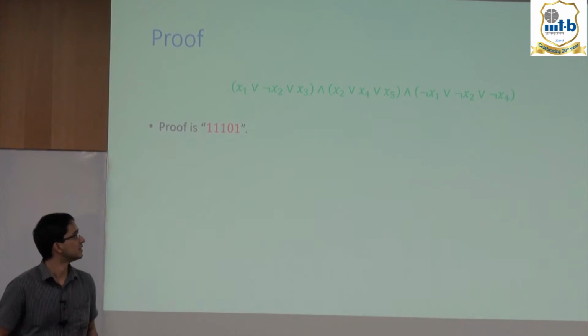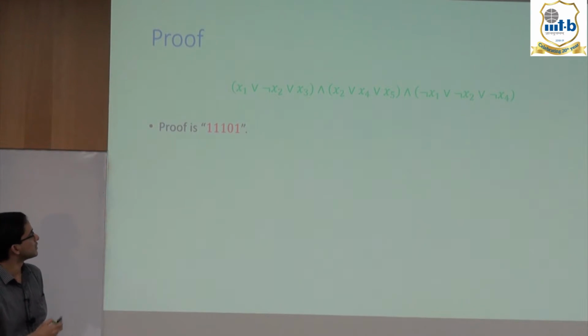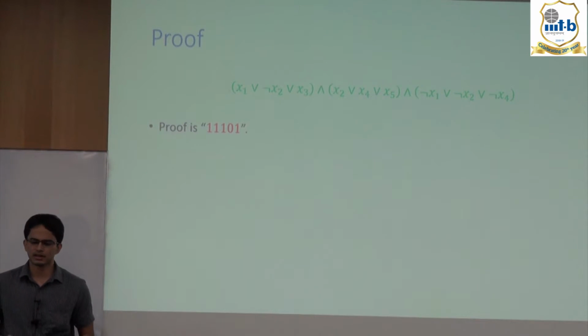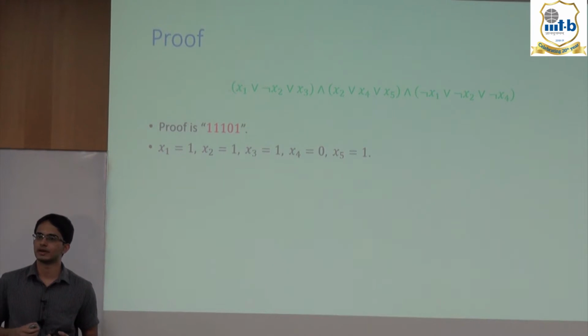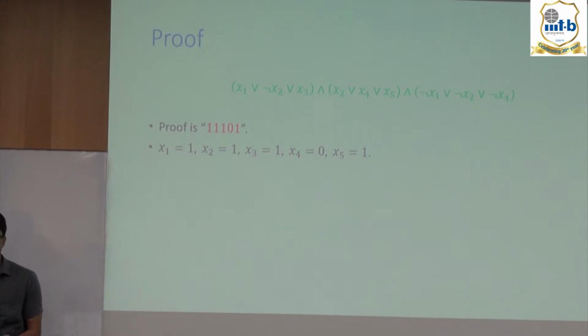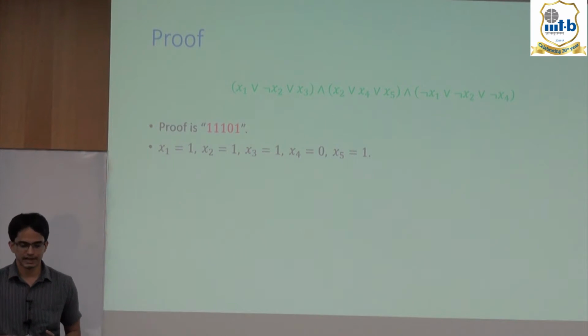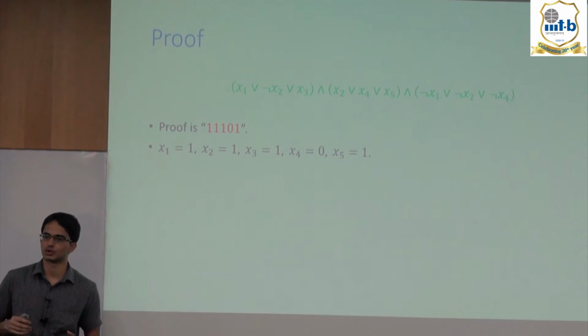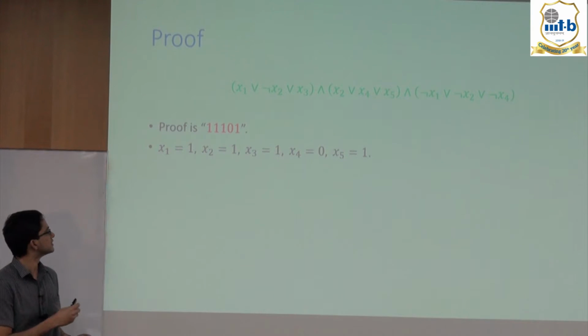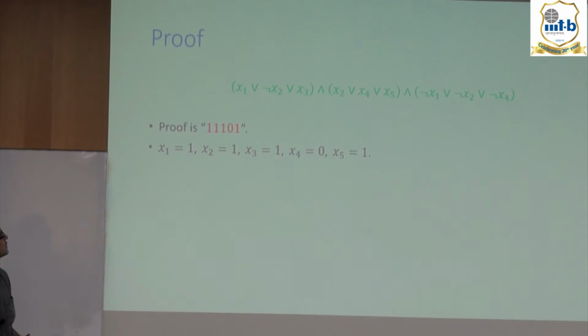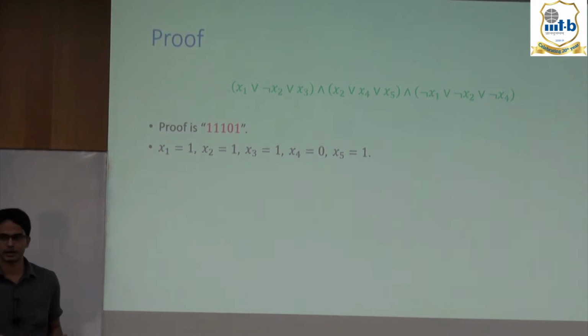So for example, for this formula, let's say the proof is 11101. What does that mean? Well, we do the obvious encoding: the first bit represents the value of x1, the second bit represents the value of x2, and so on. So according to this proof, you set x1 to 1, x2 to 1, x3 to 1, x4 to 0, and x5 to 1.